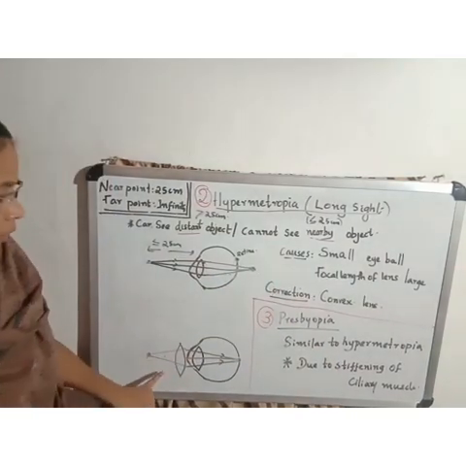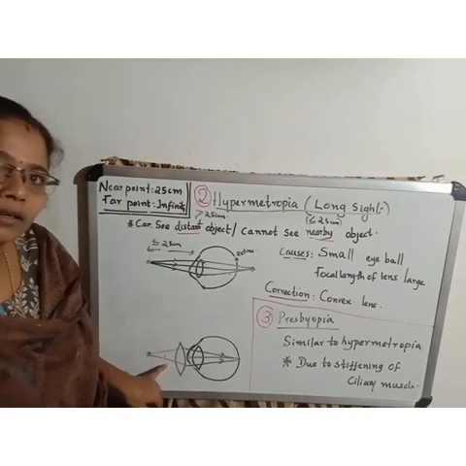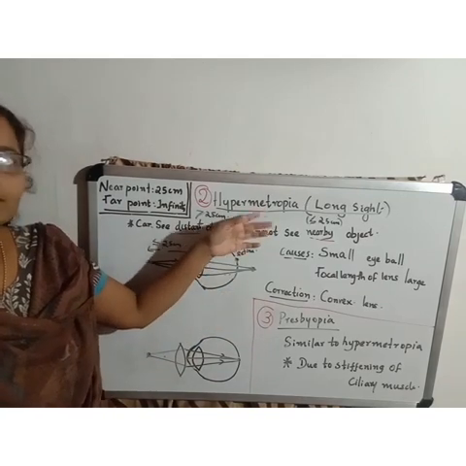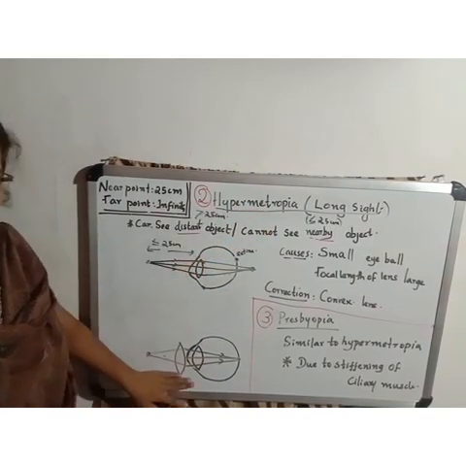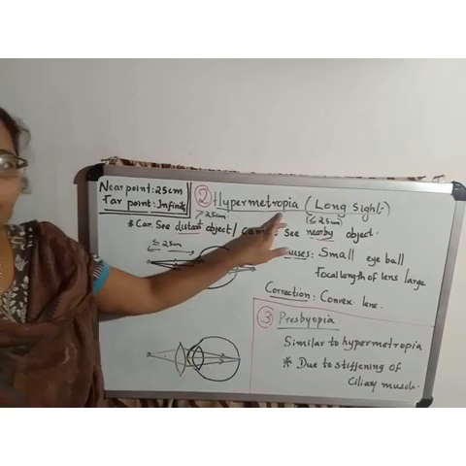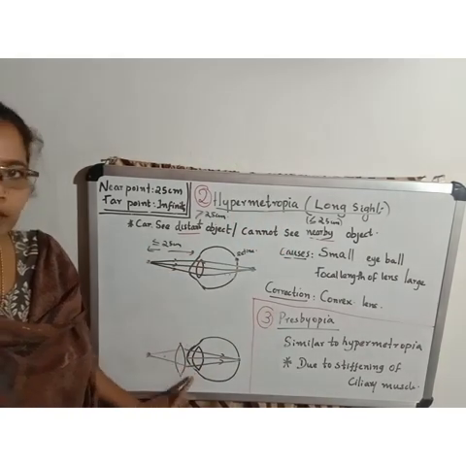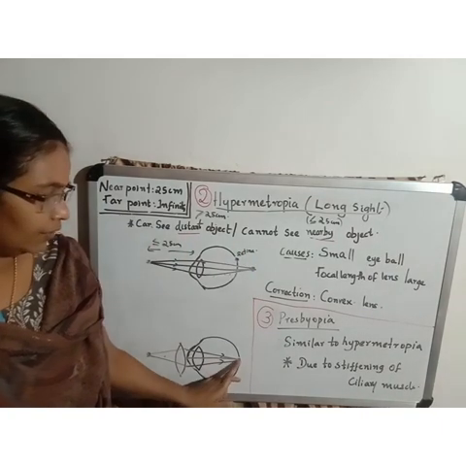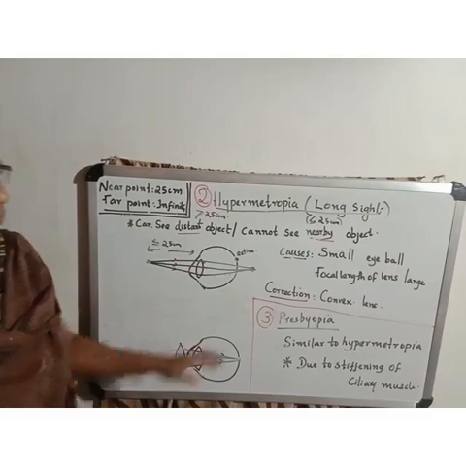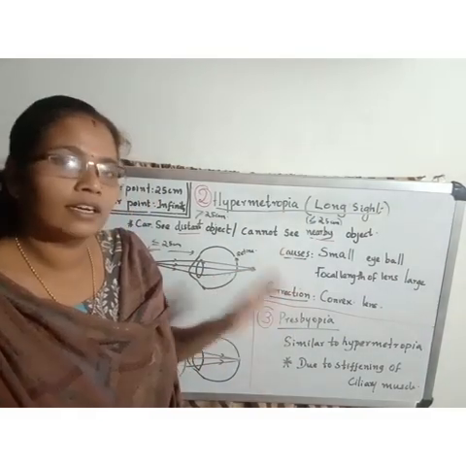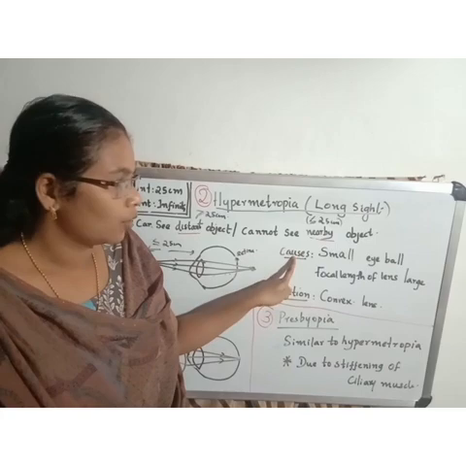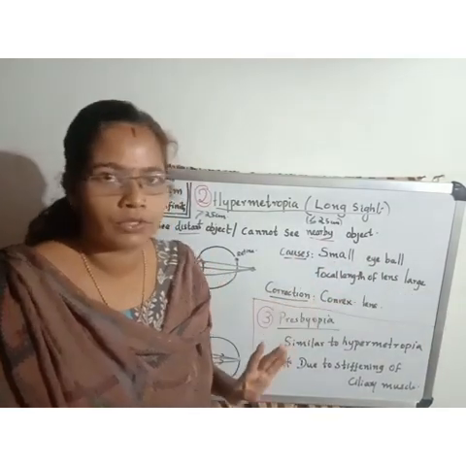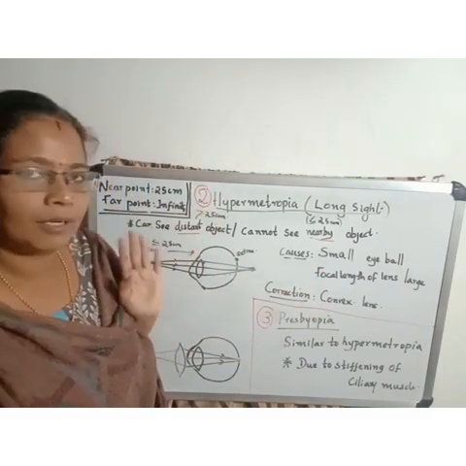Now, likewise what we did in the myopic eye, correction is also possible for a hypermetropic eye. Here we can correct a hypermetropic eye with the help of a convex lens. If you keep a convex lens in between, instead of behind the retina, we will get the image on the retina. The causes are just the reverse of what we discussed earlier: a small eyeball or a large focal length of the lens. So there are two causes for the hypermetropic eye.